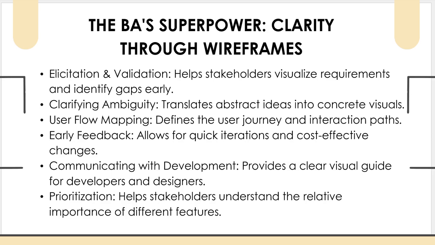And communicating with the developer: it provides a clear visual guide for the developers and designers. It shows how the UI/UX should look, where they need to put the functionality, and whether it is a button, a link, a radio button, a text box, or a dropdown. Those things will be easily understood by the developer, along with what data it should contain. That will help them understand the entire screen functionality, and it helps prioritization: stakeholders understand the relative importance of different features or functions. It will help them prioritize the UI/UX things, so it helps the developers also.